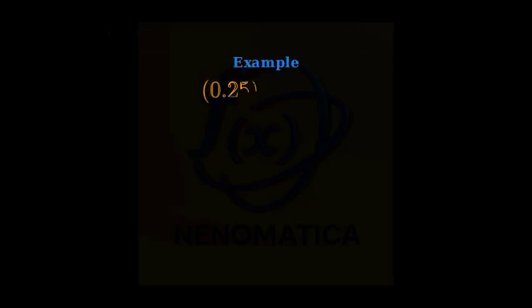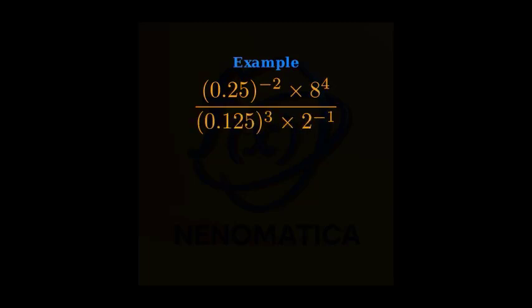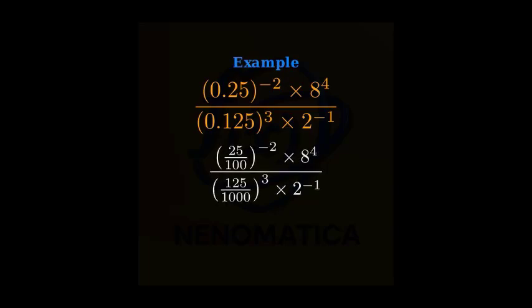Here's our example. We need to find the value of the expression 0.25 raised to negative 2 power multiplied by 8 to the fourth power divided by 0.125 cubed times 2 to the negative 1 power. Let's start by converting the decimal numbers to fractions. 0.25 is equal to 25 over 100, and 0.125 is equal to 125 over 1,000.